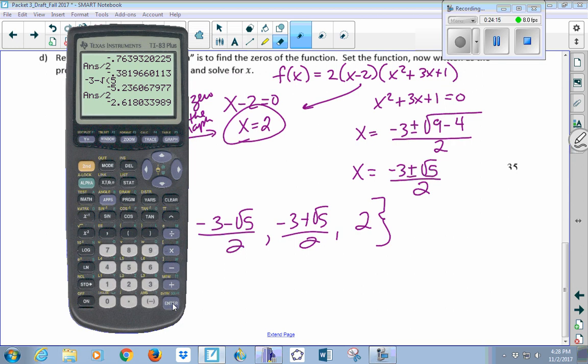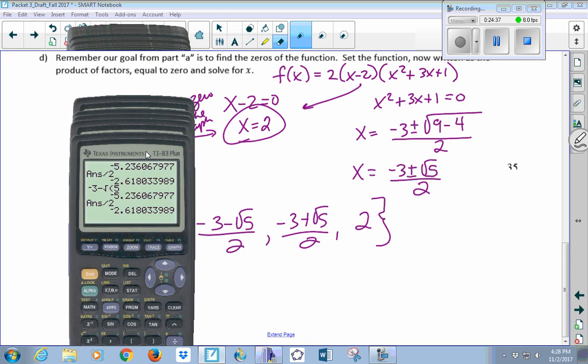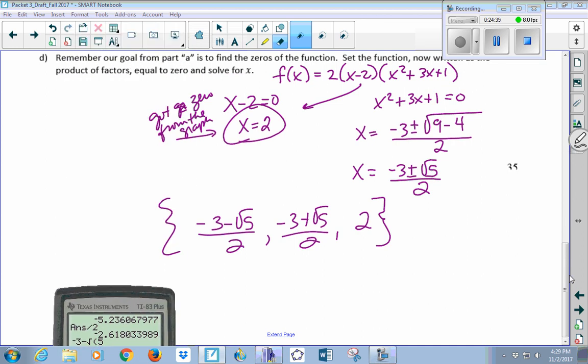Did I look at that wrong? I thought it was between 3 and 4. Let's see, negative 3 plus the square root of 5, minus the square root of 5, over 2. Let me try that again. Negative 3 take away the square root of 5, divided by 2. Same answer, negative 2.6.